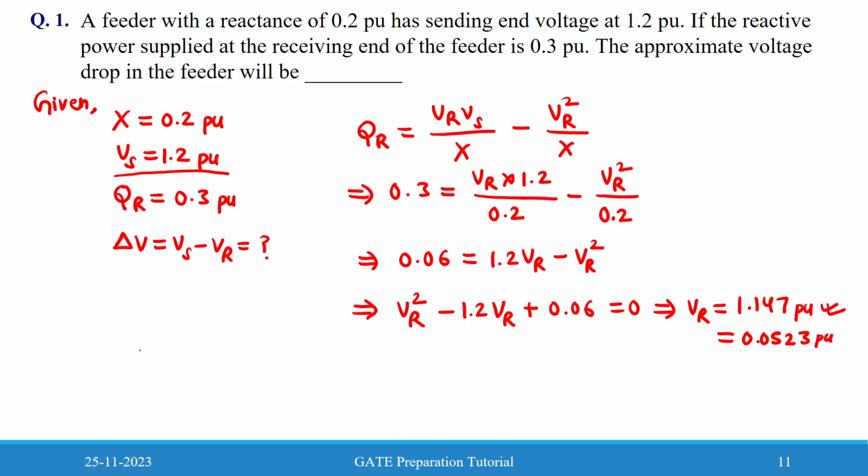So in this problem, it is asked about the approximate voltage drop that is Vs minus VR. So it will be 1.2 minus 1.147. So it will be 0.0523 per unit is the answer.